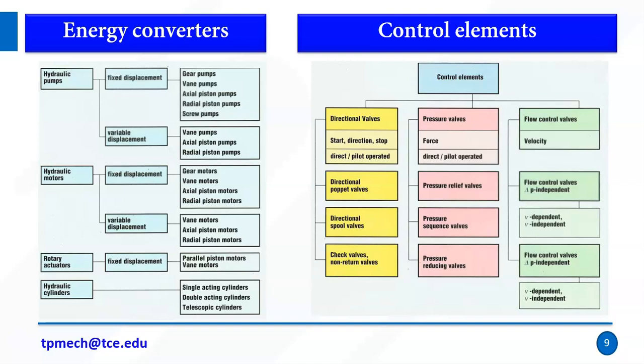Single acting in the sense we have only one port, and the port acts as both inlet and outlet. But double acting, we have two ports, right? One port acts as an input and another port acts as an output. It is vice versa. If you use any one of the ports as an input, then the other port will act as an output port. It is a double acting cylinder.